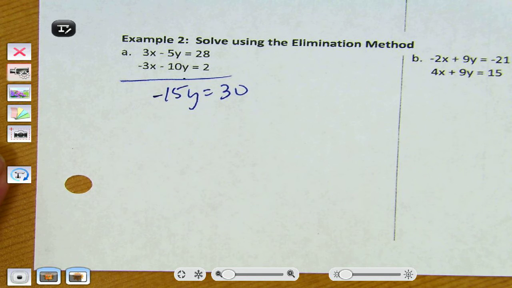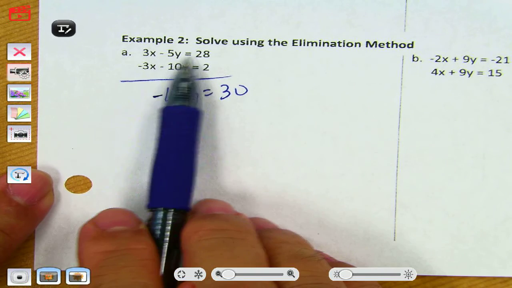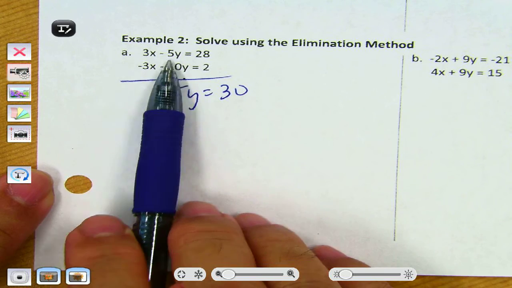What part of that do you not understand? Oh, it's going from up and down? Yes, I'm adding it vertically. I'm adding the two equations together. You can't add 3x and 5y, because one has x and one has y.